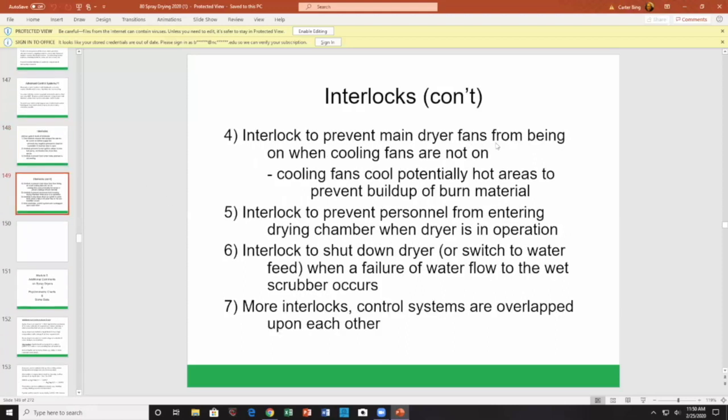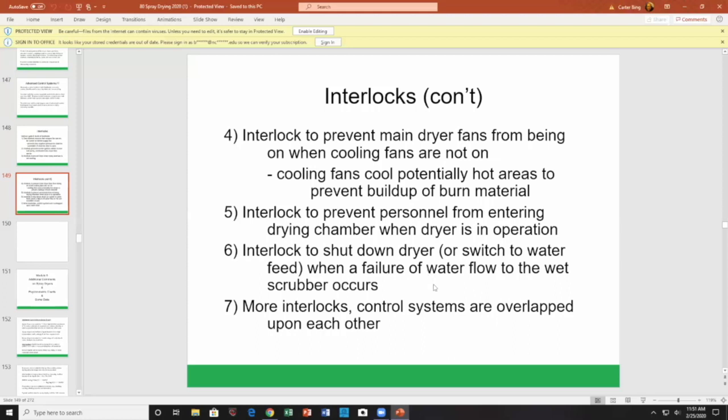Interlocks to prevent the main dryer fans from being on when the cooling fans are not. Cooling fans cool potentially hot areas to prevent buildup of burnt material. Interlocks to prevent personnel from entering the dryer chamber when the dryer is in operation. If you enter a dryer in operation, it might be like entering a snowfall.